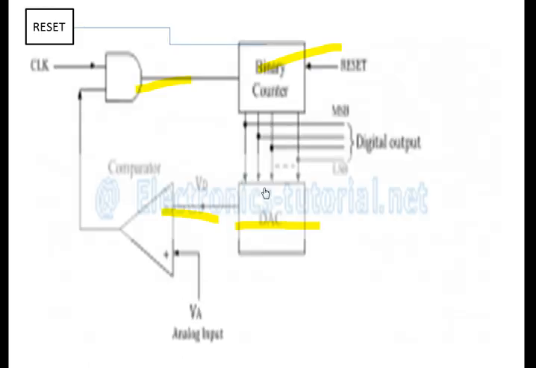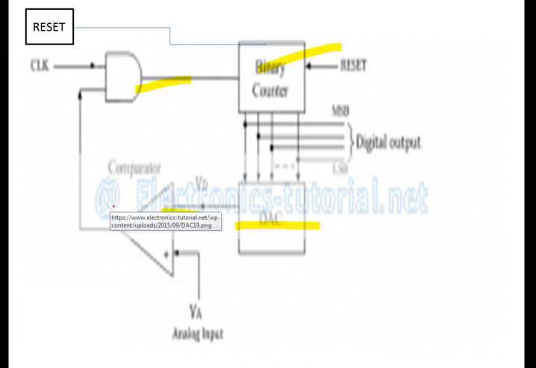So whenever the reset pin is removed, the clock pulses are applied. Whenever the clock pulses are applied, the binary counter starts working, so it will generate some digital voltage. That digital voltage is given to the DAC circuit. The DAC circuit will convert this digital voltage into an analog voltage, and that should be compared with the analog input voltage, and according to that the comparator output will be logic high or logic low.